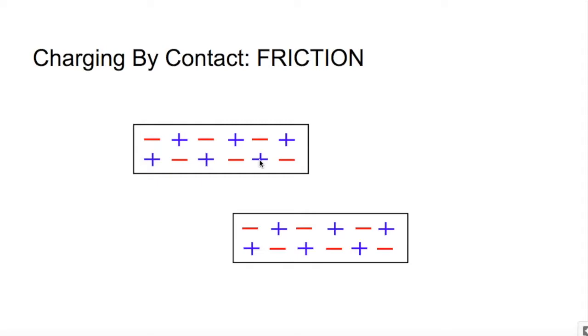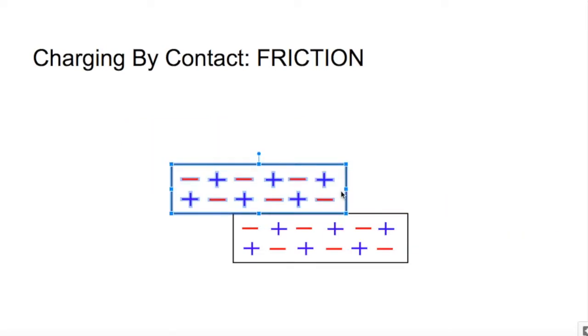Now, when we're talking about charging by friction, this is going to involve bringing these two objects into contact with each other. That's the reason why we call it charging by contact. So it's going to involve bringing this object down like this, and not just touching, but actually moving them across each other, friction, rubbing against each other.